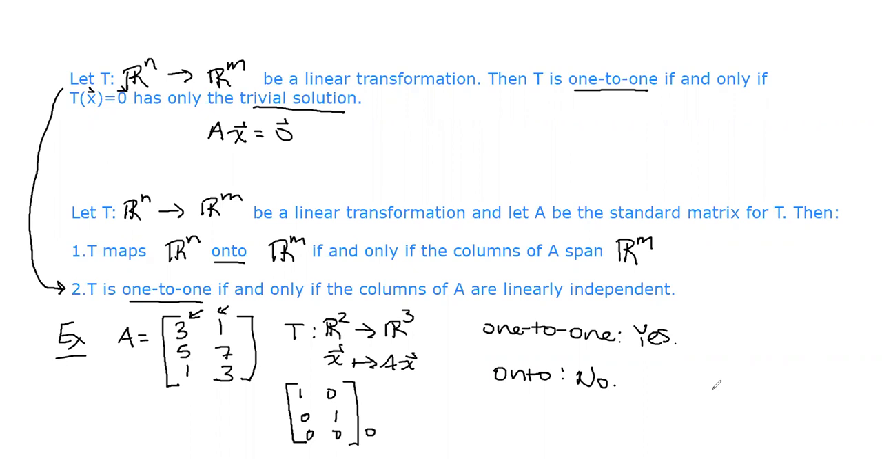All right, there you have it. We have talked about how linear transformations always can be encapsulated by matrix multiplication. We talked about how to find that standard matrix, and we talked about one-to-one and onto functions and how to tell if a function is one-to-one or onto.